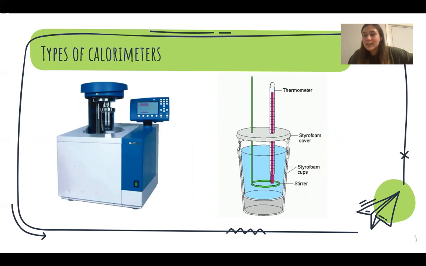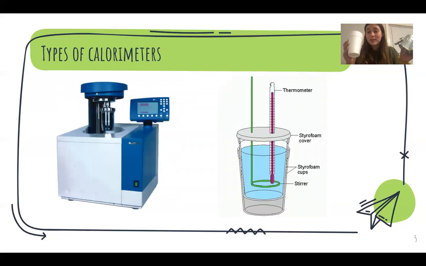It's an insulated, enclosed environment, so heat is not supposed to be able to escape the calorimeter. As you can see here, the more scientific-looking machine is a bomb calorimeter. This measures combustion reactions, so it's not something that I would have in my house. But what I do have is two styrofoam cups, which is great because styrofoam cups are insulators.